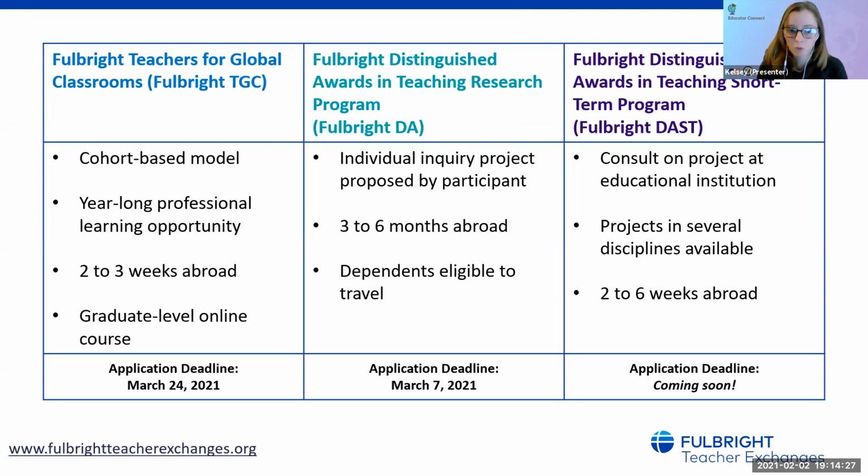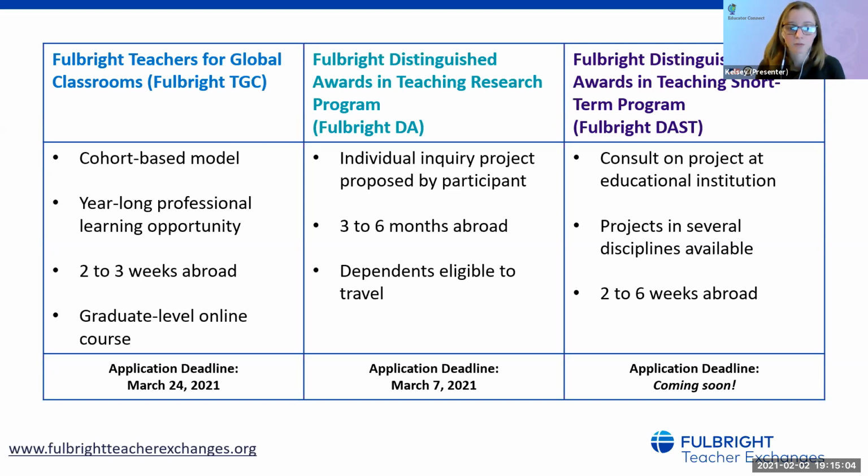On the Fulbright Distinguished Awards in Teaching Research program, you'll complete an individual inquiry project of your own choosing. You'll spend 3 to 6 months abroad researching and completing this inquiry project. One important note for the Fulbright DA program is that due to the extended nature of this exchange, dependents are eligible to travel with you. And the application deadline for Fulbright DA is March 7th this year. And when you apply for Fulbright DA, you will be applying for a specific country and you'll be including a proposal for your inquiry project at that time.